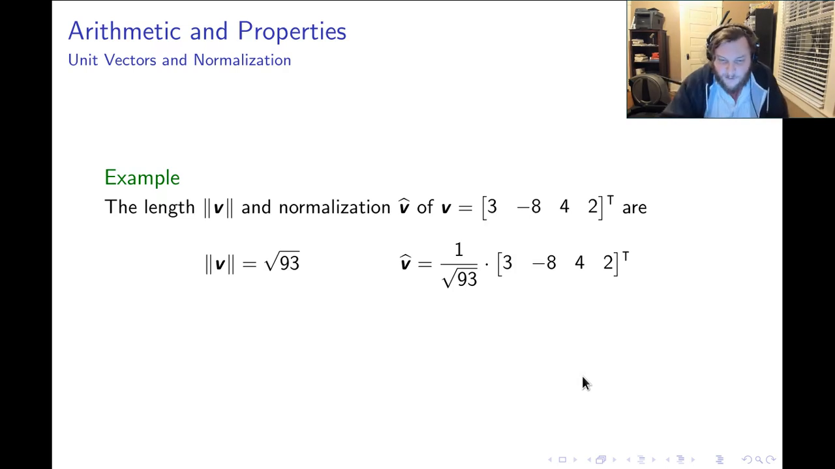So here's an example. Here I have a vector v in R4, so we have 4 coordinates here. If I bothered to calculate the length of this vector, I would sum the squares of the coordinates and then take a square root. So I would take 9 plus 64 plus 16 plus 4, take a square root. That's the square root of 93. And how would I use this length to calculate the normalization? Well, I would take 1 divided by that length, so 1 over root 93, and just multiply by the original vector. I'm guaranteed that this vector v hat is a unit vector because it's the normalization of something.